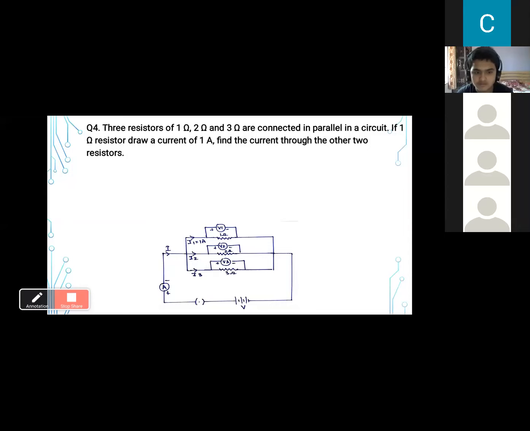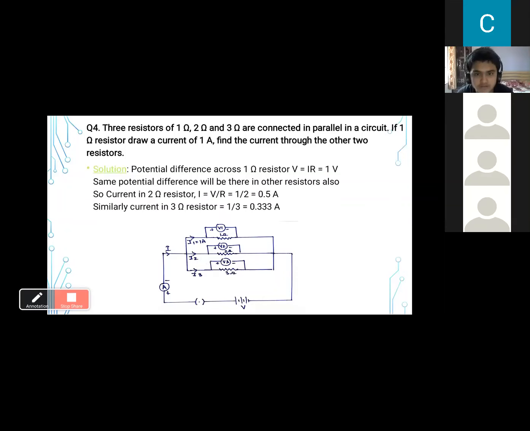I1 will be 1 ampere because it's saying the current through the 1 ohm resistor is 1 ampere. So I1 will be equal to 1 ampere. I2 I don't know, I3 I don't know. So I2, I3 I have to calculate. Okay. So I cannot apply Ohm's law in the total circuit because I don't know the total voltage. Clear? So I'll apply Ohm's law in the above branch, the 1 ohm branch, because here I know the resistance, here I know the current. So 2 variables I know here, and the other variable V1 I'll find by applying Ohm's law.